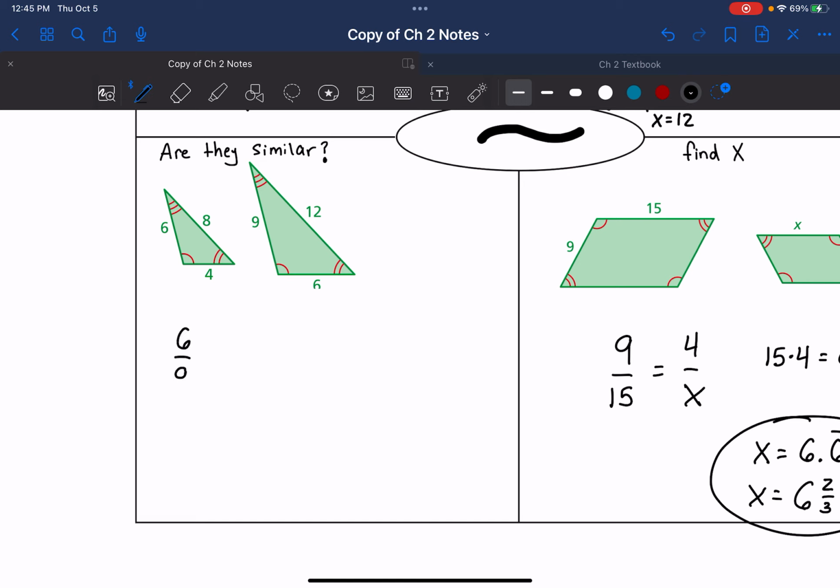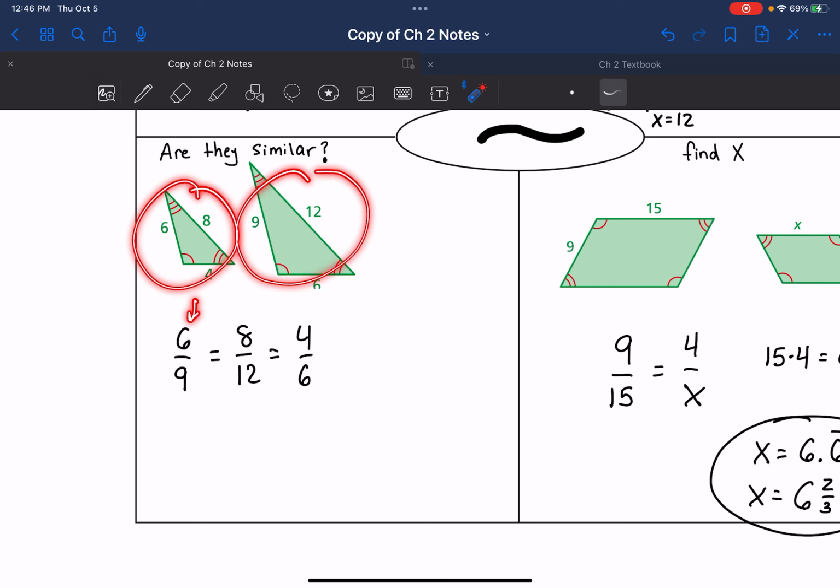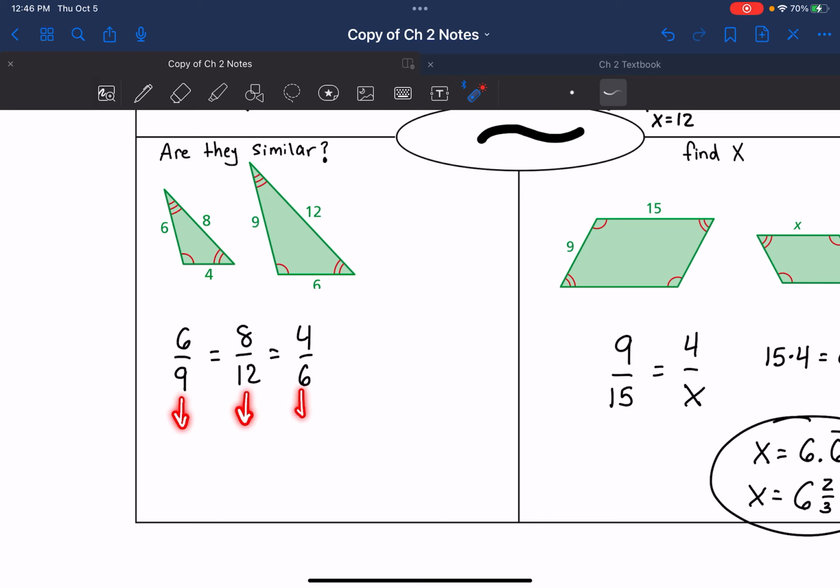6 is to 9 as, I know 8 would go to 12. So I'm going to set it equal to 8 is to 12. And then our last side is 4 is to 6. If I'm starting over here for the numerator, we have to end over here in the denominator. Got to keep it the same, okay? Now to tell if they're similar, they should all be the same fraction. So what I'm going to do is see what each of these reduces to.